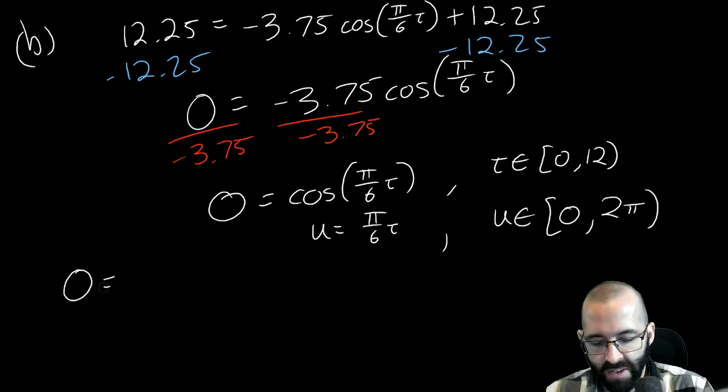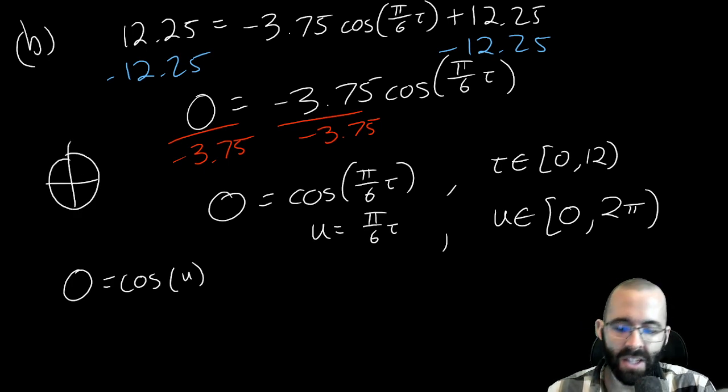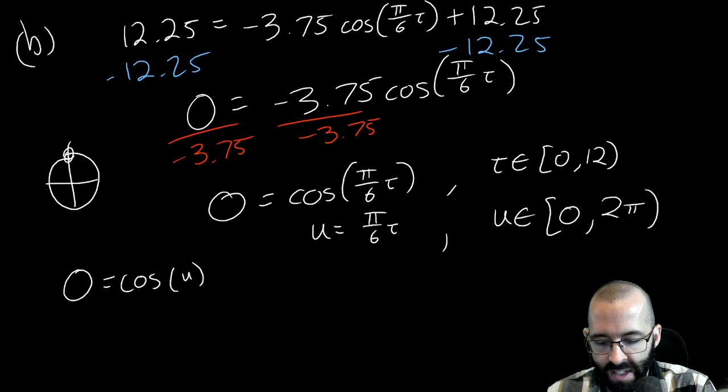So we're really just solving this equation. When is cosine of u equal to 0? Again, we're going to go back to our unit circle. Cosine's the x-coordinate. When is the x-coordinate equal to 0? Twice.